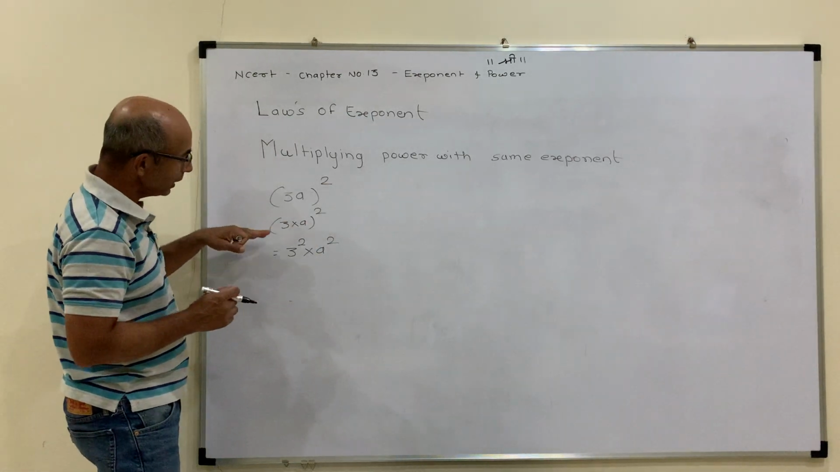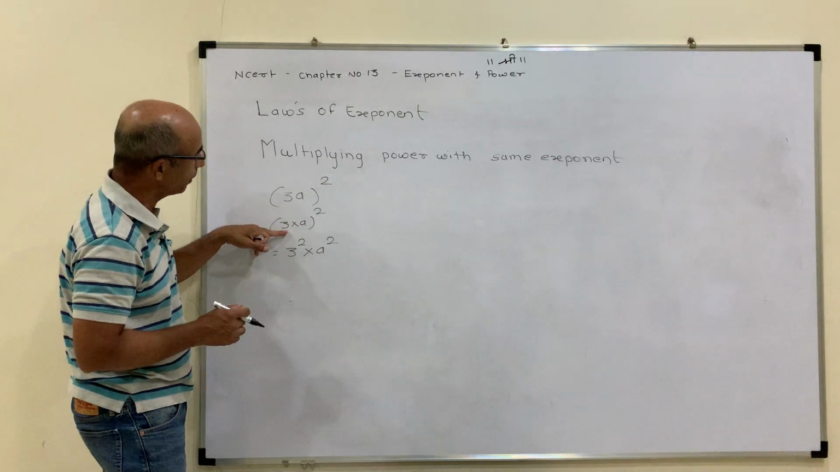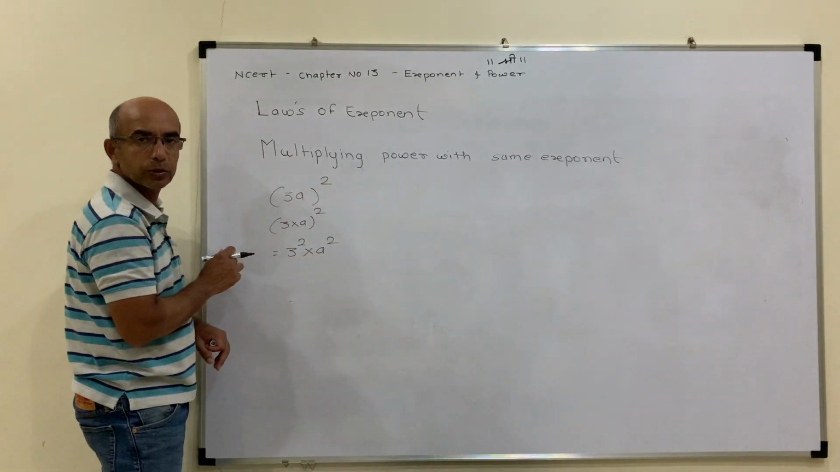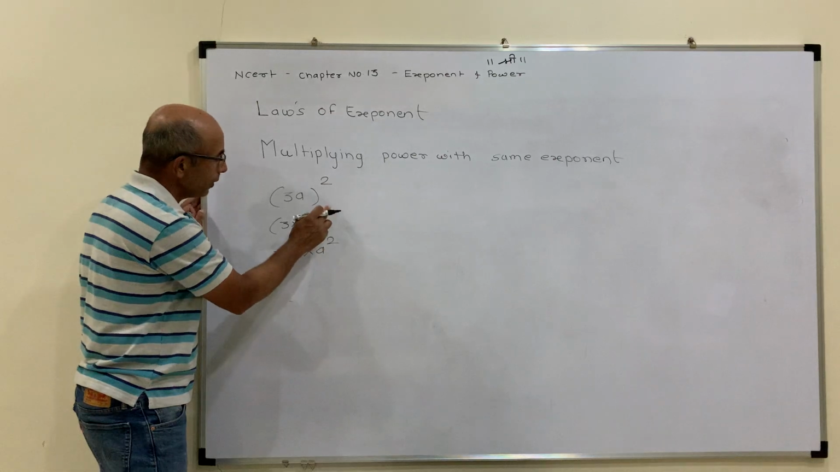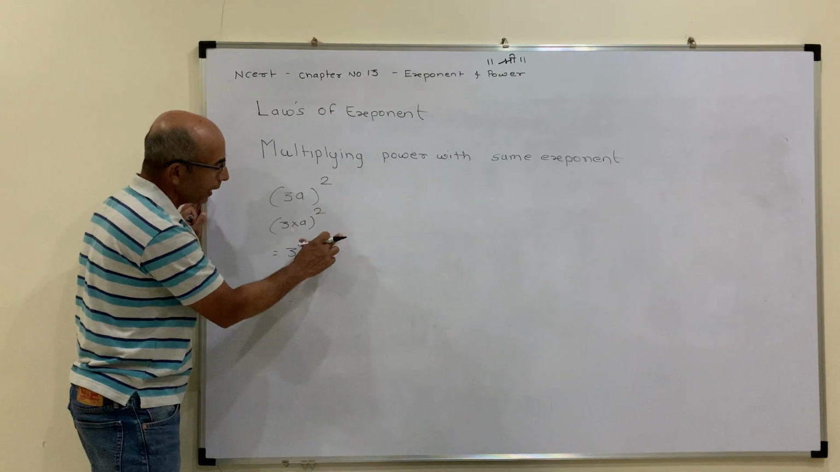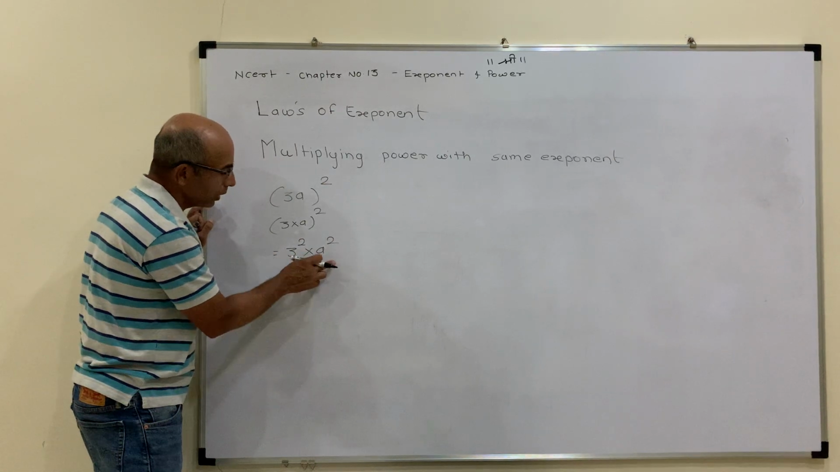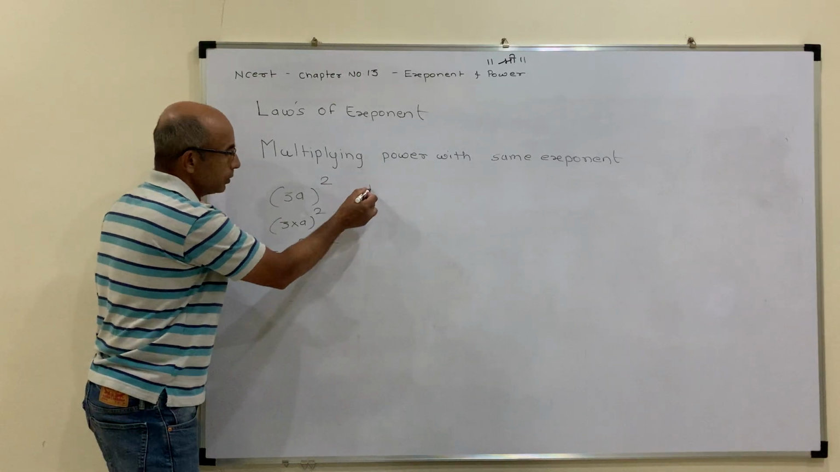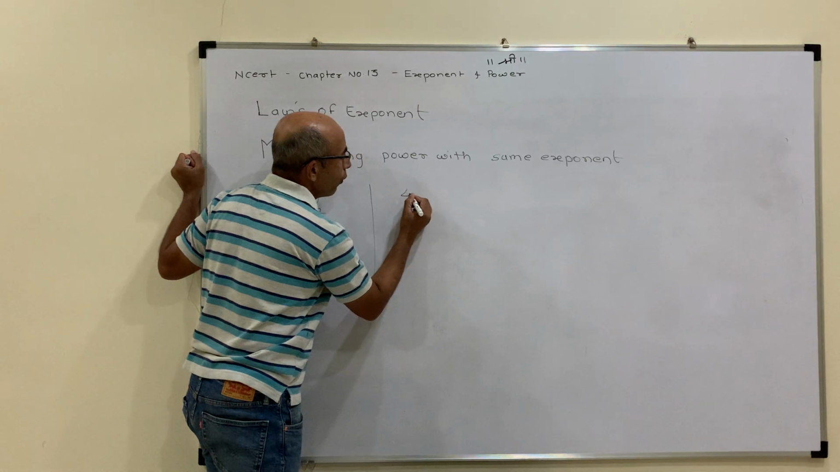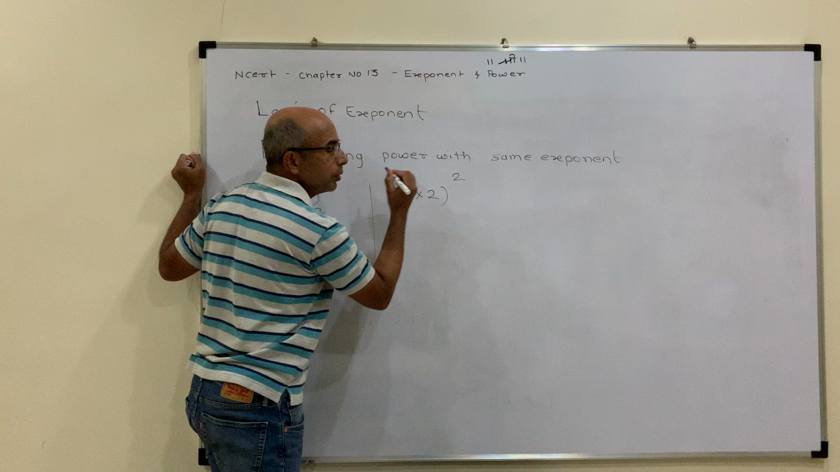So when the exponent is same and more than one number combined have the exponent, then we do 3 square into a square. So multiplying powers with the same exponent: when the two numbers are multiplied and the exponent is same, there will be a separate exponent to each one. So now let's take it with numbers. Now I am saying (4 into 2) raised to the power 2.